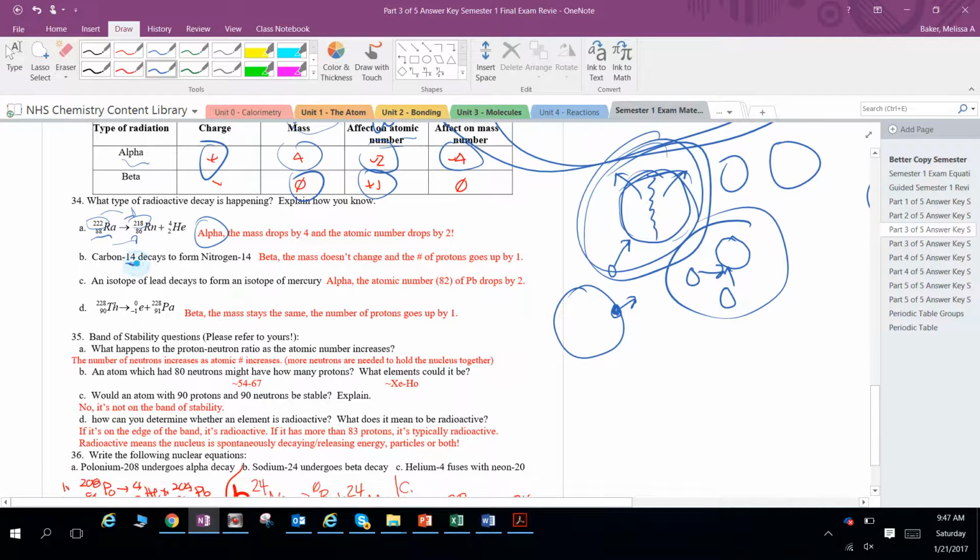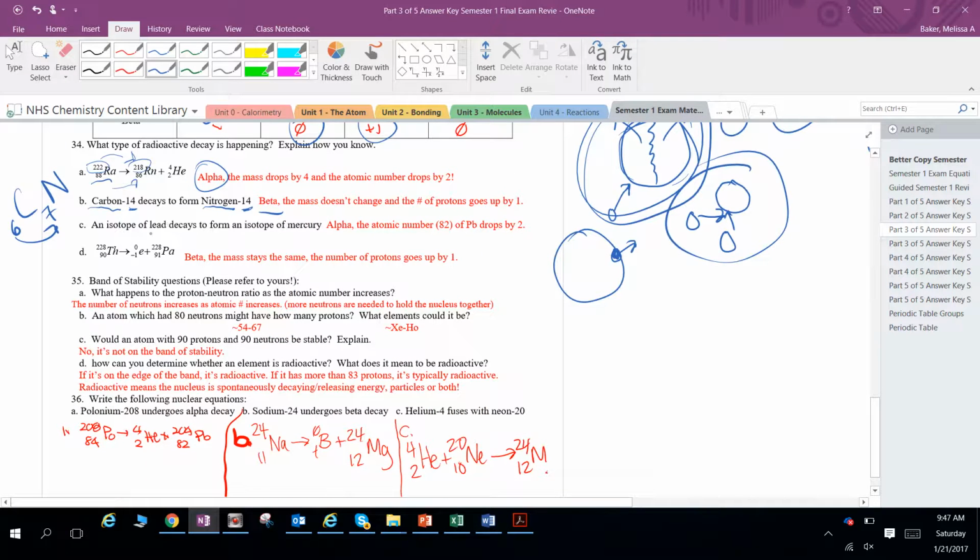What about letter B? Carbon 14. When you see an atom, dash, and then the number, that number is its mass. So if it goes from carbon 14 to nitrogen 14, the mass is staying the same. And carbon is number 6, nitrogen is number 7. So the number of protons went up by 1. So that must be a beta decay.